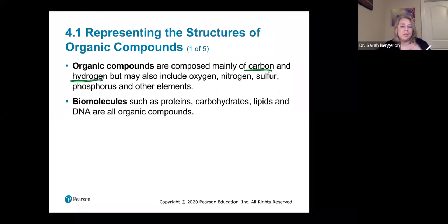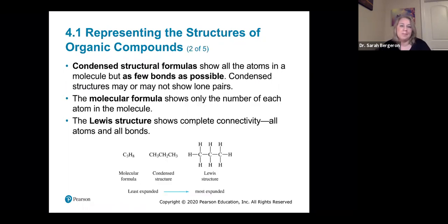And so you're going to see that all of our biomolecules inside of our cells, inside of our bodies, are all organic. Proteins, carbohydrates, lipids, DNA, all that stuff is organic because it contains carbon and hydrogen. So the opposite of an organic compound is an inorganic compound that doesn't contain any carbon. And so we're not going to talk about those. Right? So let's talk about how we can represent organic compounds.